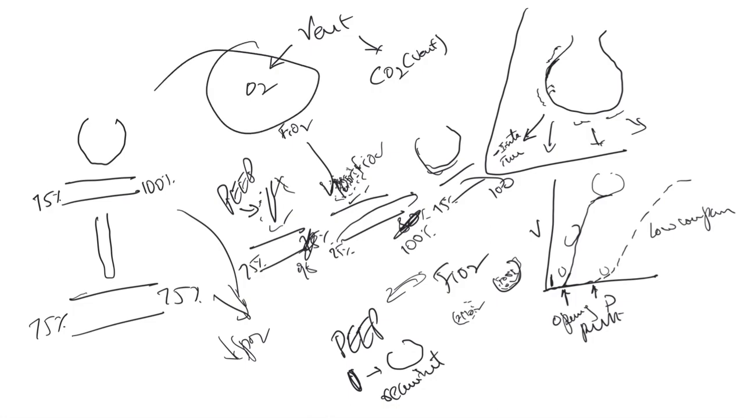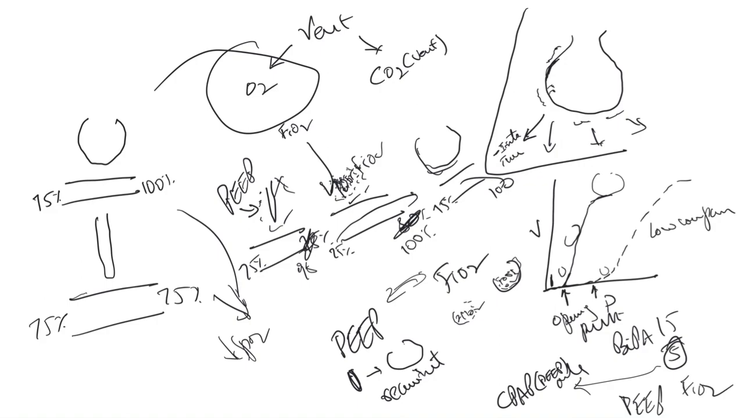CPAP is essentially PEEP only. Or when you say BiPAP, let's say you say 15/5, that 5 is the same as your PEEP. And then on the vent, you always set PEEP and FiO2. So that covers the oxygenation part.